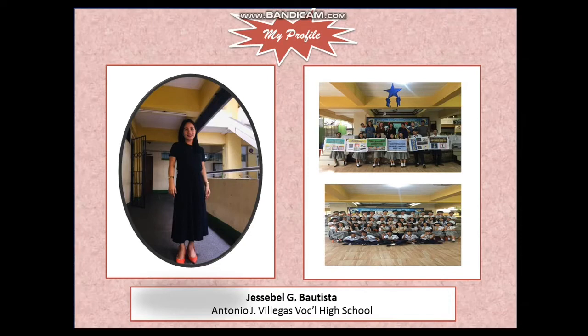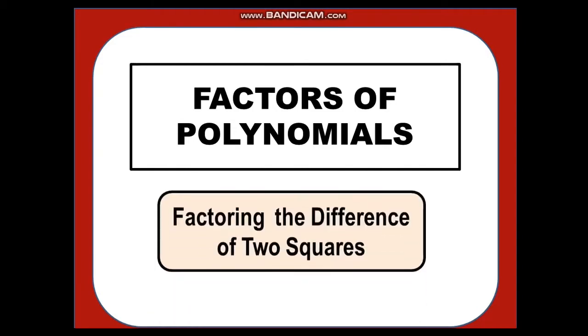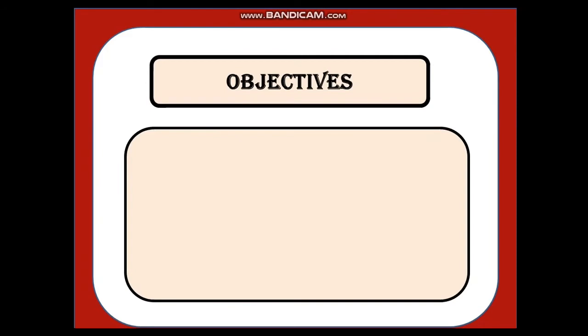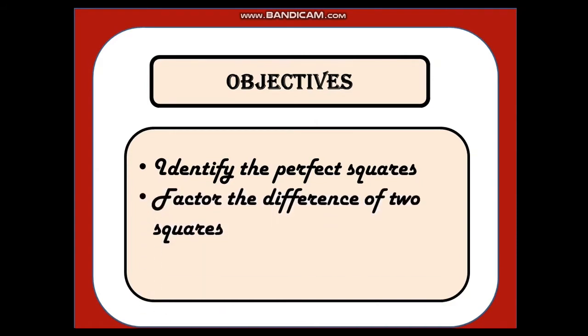Today, I am going to discuss factors of polynomials, specifically factoring the difference of two squares. Are you ready? First, here are our objectives. 1. Identify the perfect squares. Second, factor the difference of two squares. And lastly, factor with accuracy.